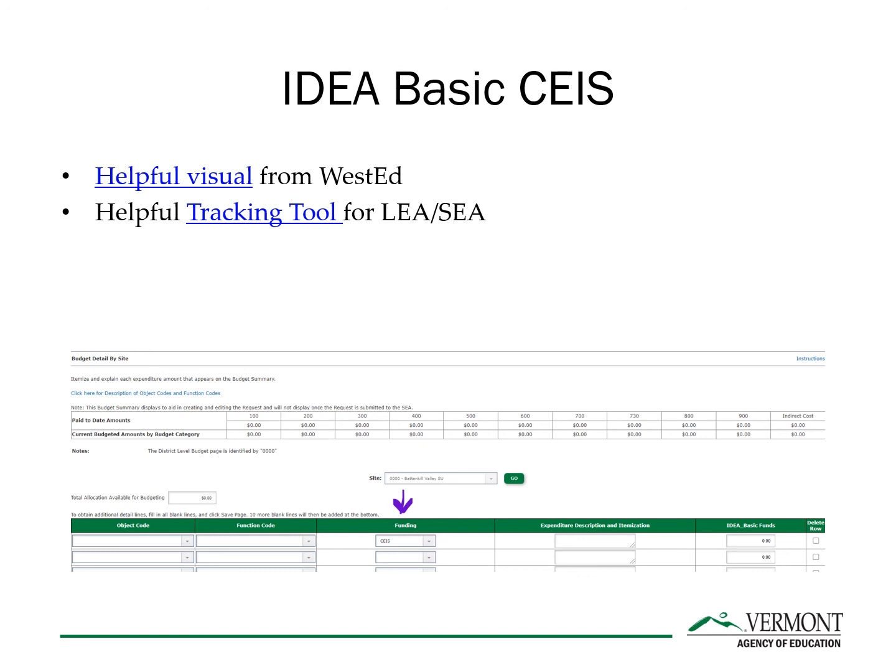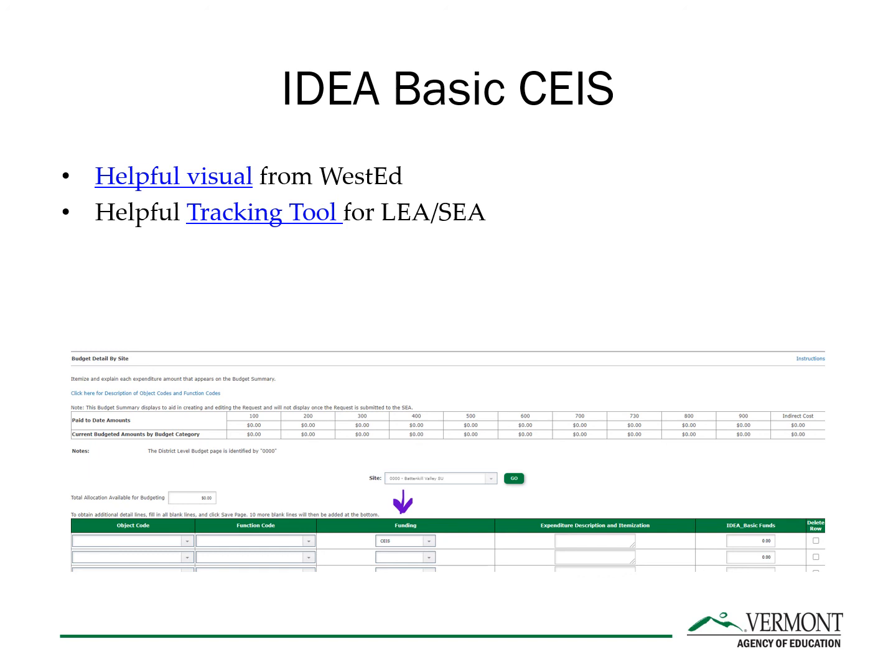For CEIS, states must report the amount of Part B, Section 611 and Section 619 funds that each LEA set aside for CEIS, whether voluntary or mandatory, and the number of children who receive those services. LEAs are responsible for tracking and reporting this information to the AOE. And we have linked here some helpful tools that might help you track and document those students and services.